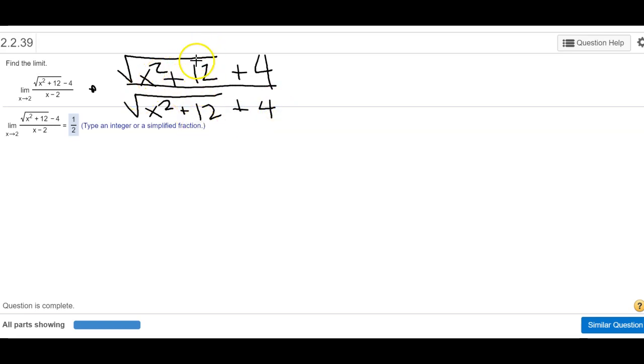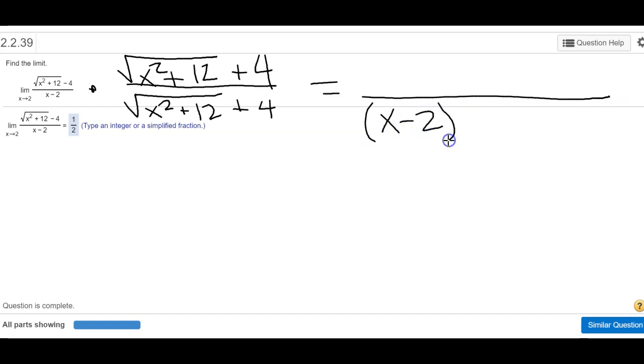And notice this is the same thing top and bottom. So anything divided by itself is 1, and we're multiplying by 1. So we're not changing the value, we're changing what it looks like. All right, the bottom is the easy one, the one we don't do anything to. So we'll just write it as x minus 2 times that radical.